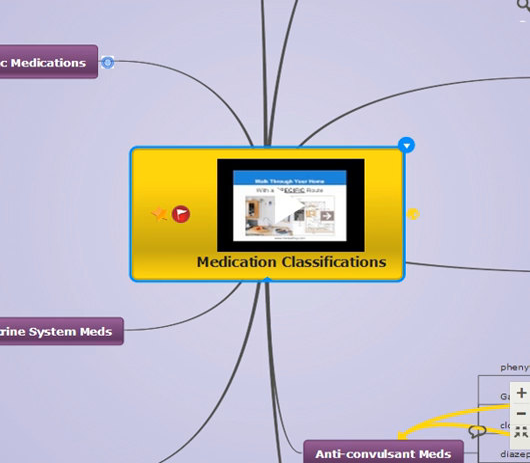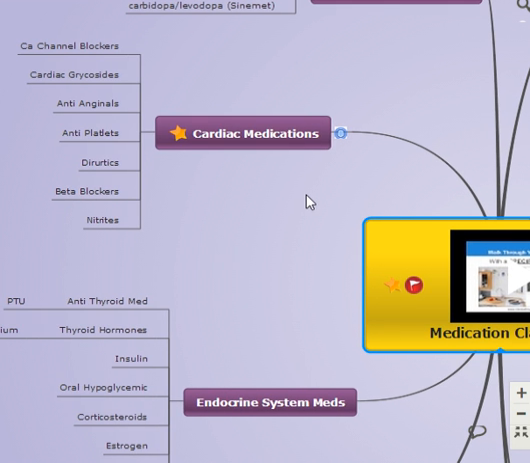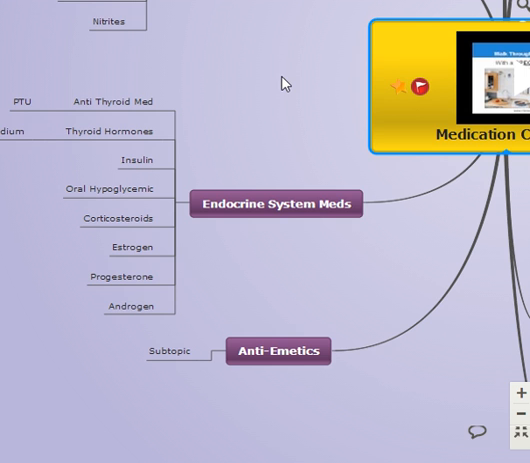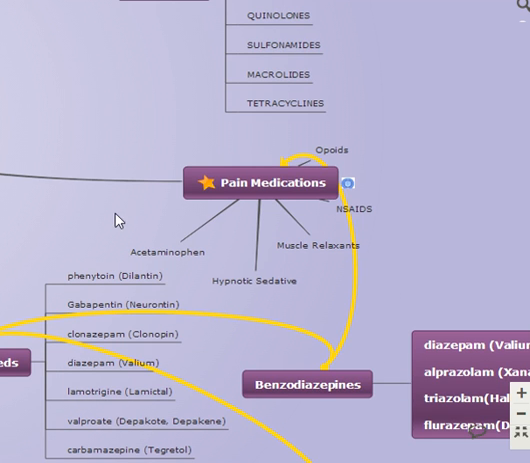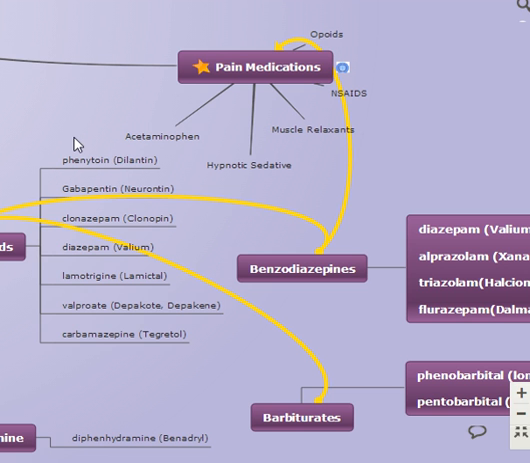This is a little example of how your brain works best. Your brain works best in a nonlinear format. So this is a picture, has colors. There is a video here that goes over how to do a mind mansion, how to remember things better. And I have the various cardiac medications, endocrine drugs, antibiotics, pain medications, and also showing the interconnection of some of these things.